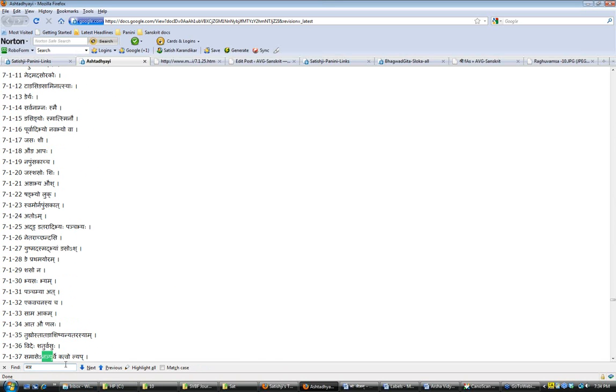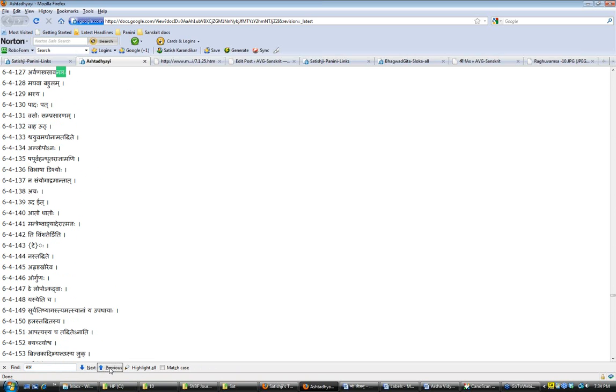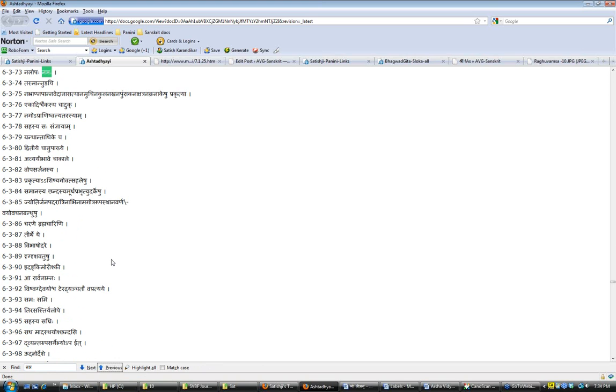Okay. See if I can. 6.3 should have it. Okay, here it is. No lopo nahi. There's a typo. Can you email Ravi, Karthik? There's a typo here, because it's no lopo nahi. Yes, Satish. Which sutram? The 6.3.73 is a typo. It should be no lopo nahi.